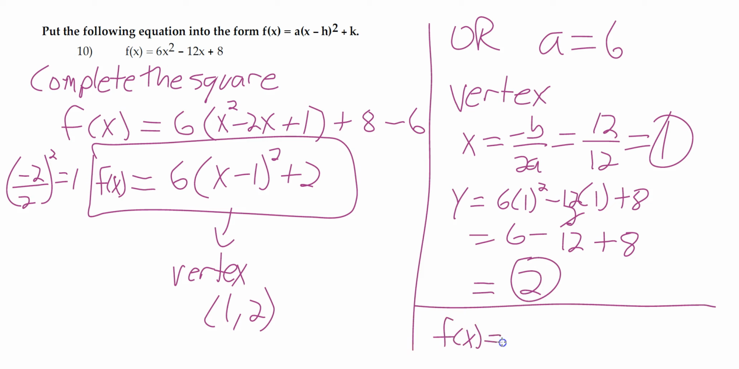knowing the vertex what the standard form should be. The a is 6, and it would have to be x minus 1 quantity squared and plus 2. So for those of you that don't like to complete the square to get a quadratic function in standard form, you have this other option of finding the vertex and moving backwards into the standard form, knowing the a value. Two ways to solve this one problem. I hope this helps.